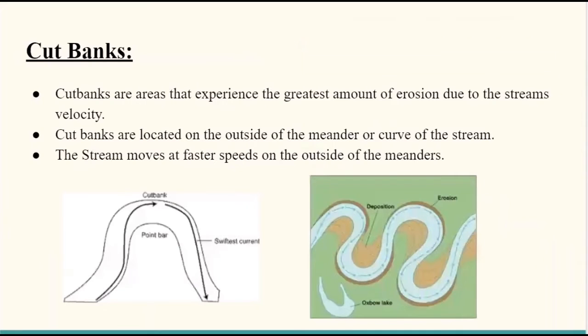And then we also have things like cut banks. Now, cut banks are areas that experience a great amount of erosion due to the streams themselves. They're located on the meander or the curve of the stream, and the streams usually move faster.